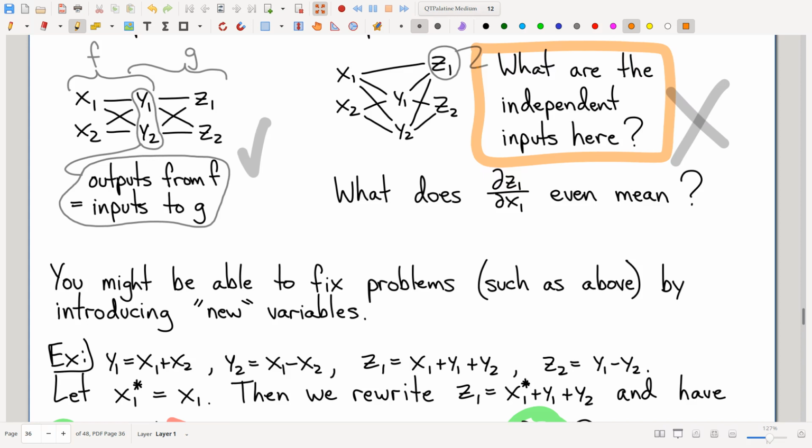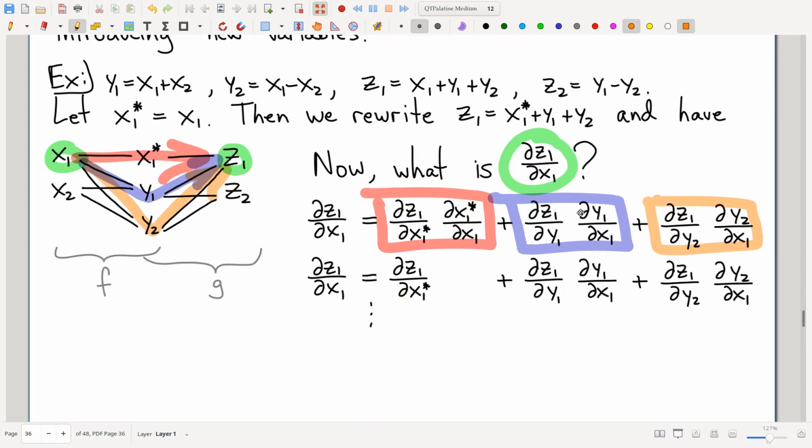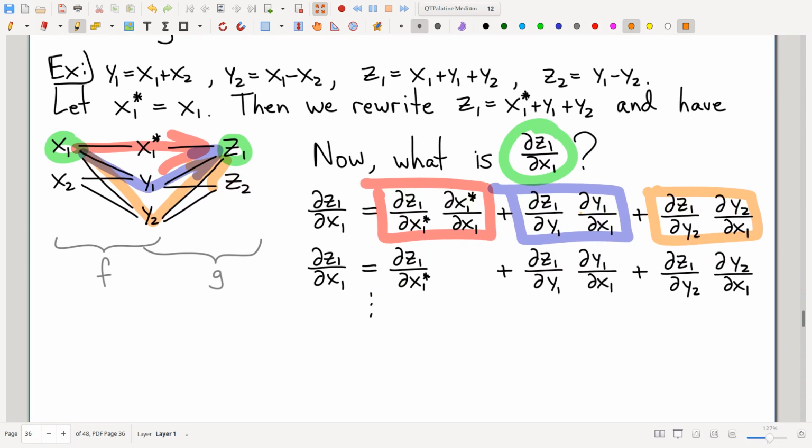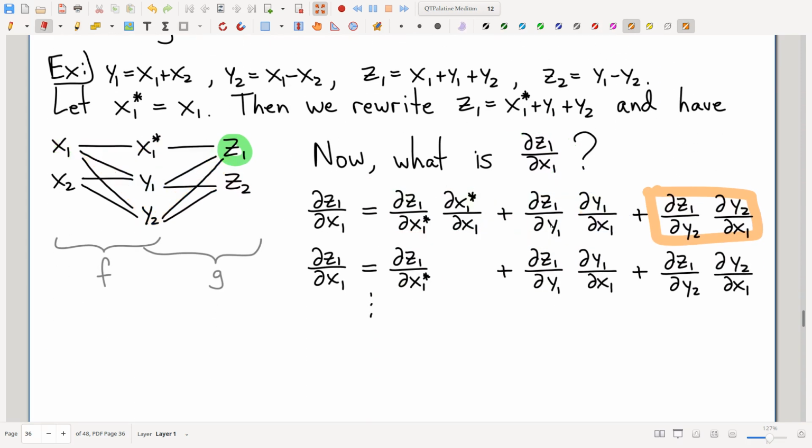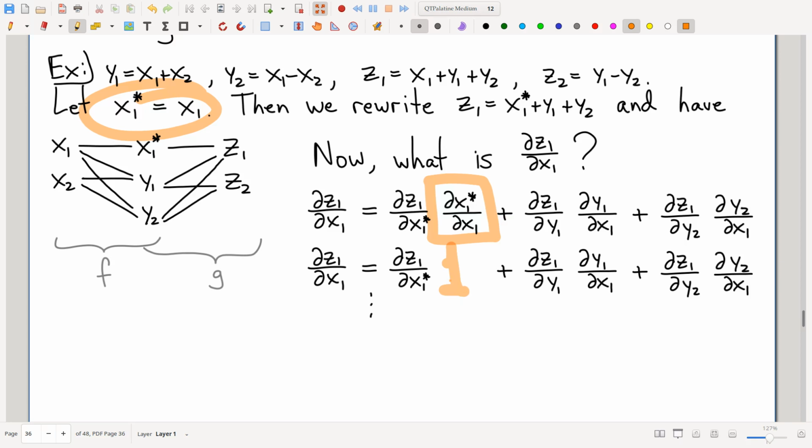So this is a nice little hack to fix this. Of course, you will notice, pretty easy to argue, that the partial of x1 star with respect to x1 is a pretty easy partial derivative, right? That's just 1. And so that factor just disappears. And then, boom, there you go. And all is well with the world. Okay, so heads up for that kind of problem.